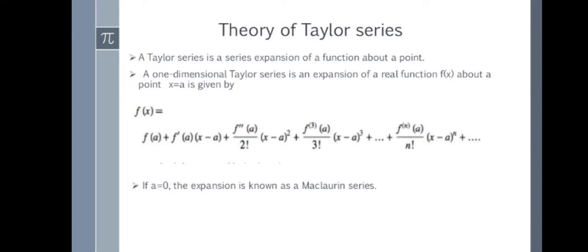Theory of Taylor series. A Taylor series is a series expansion of a function about a point. A one-dimensional Taylor series is an expansion of a real function f of x about a point x equals a, given by f of x equals f of a plus f dash of a into x minus a plus f double dash of a by 2 factorial into x minus a whole square plus f triple dash of a by 3 factorial into x minus a whole cube plus so on, f to the n of a by n factorial into x minus a power n plus so on. If a equals 0, the expansion is known as Maclaurin series.